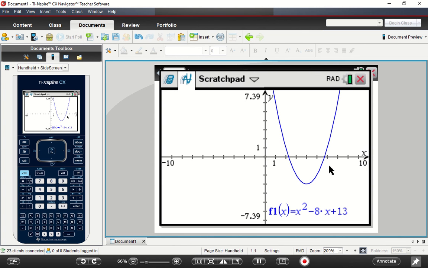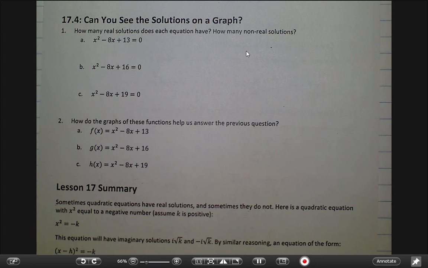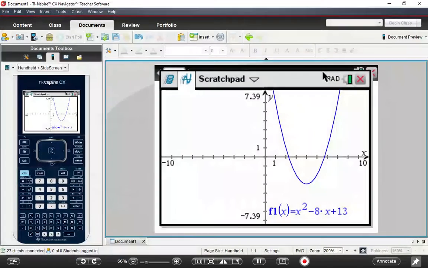Set to 0. Equals 0. Look at your problem. Right here, this equals 0, right? That's what I'm looking for. Okay? And those are my solutions there.